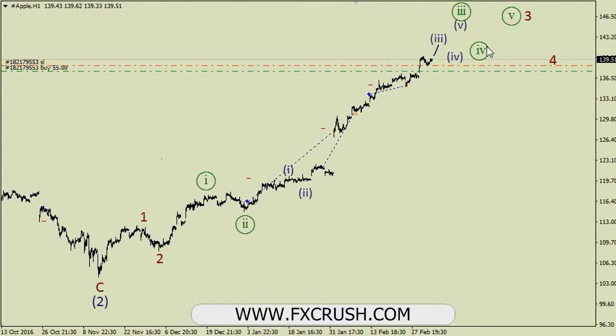And I'm still holding my long trade on Apple shares, because it seems like this small wave 5 is going to be continued and we could have a new high on Monday.